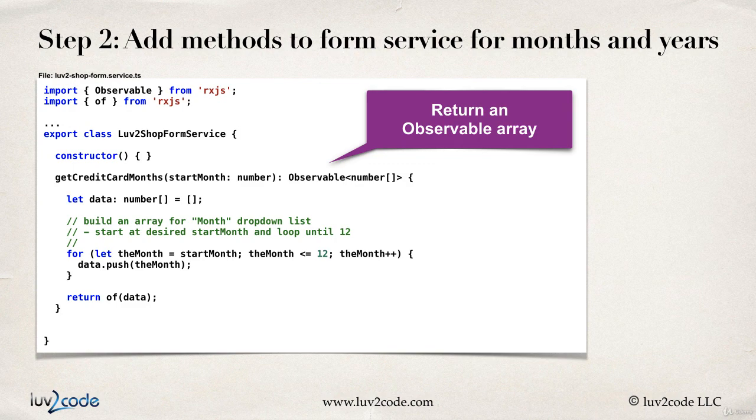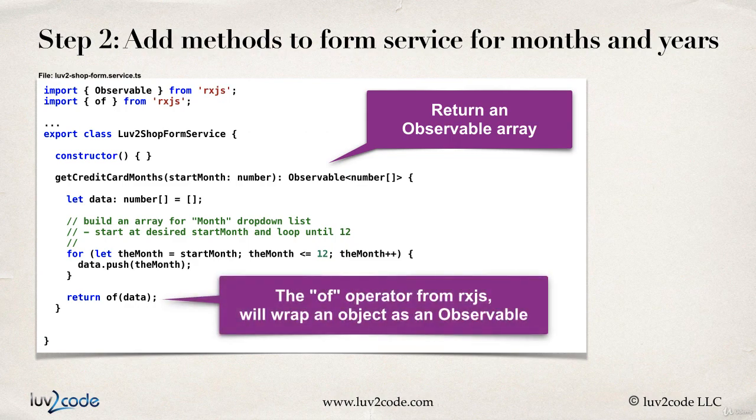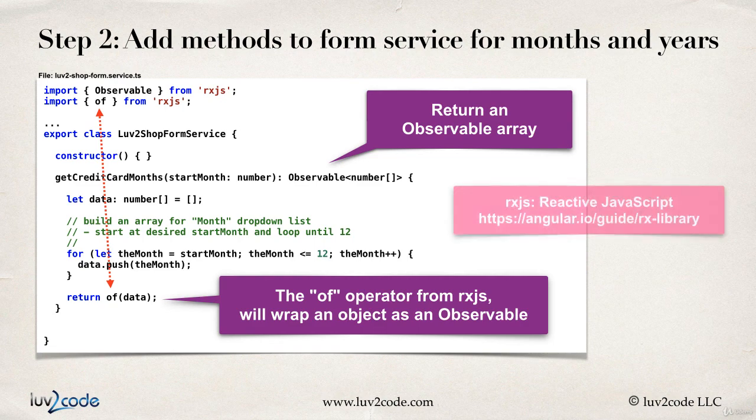Now this is a little bit tricky here. We want to return an array, but an observable array. So we take that array data and we wrap it as an observable by using the of operator. The of operator is from RxJS. It'll wrap an object as an observable. And the reason that we use an observable is because our Angular components are going to subscribe to this given method to retrieve the data. If you'd like to get more information about RxJS, the reactive JavaScript framework, then visit the link here that I have on the slide.